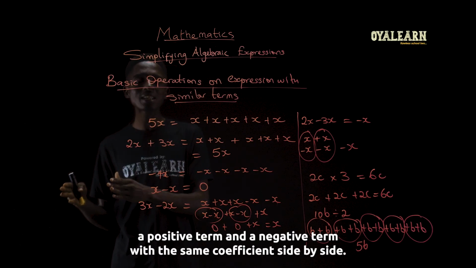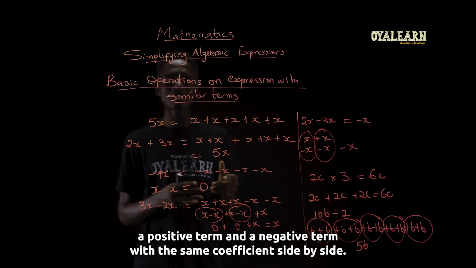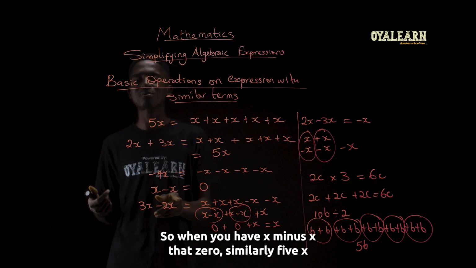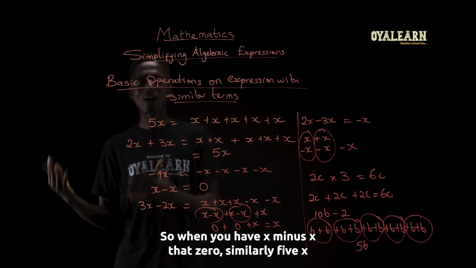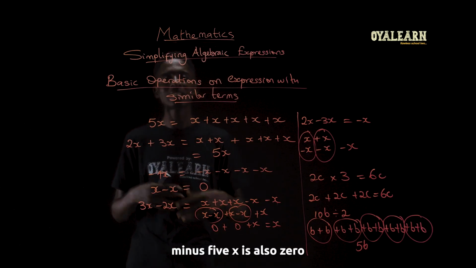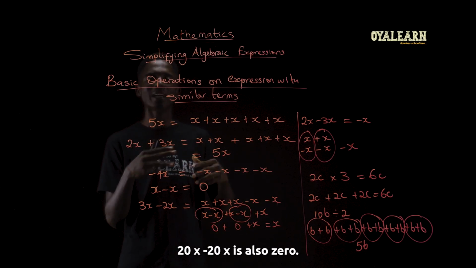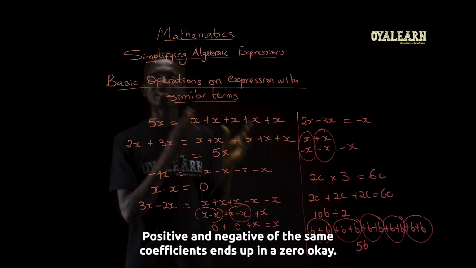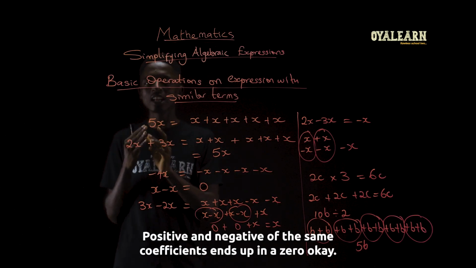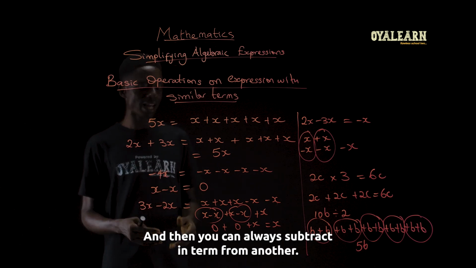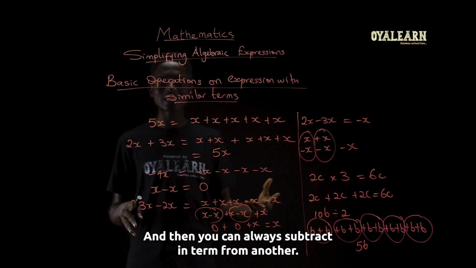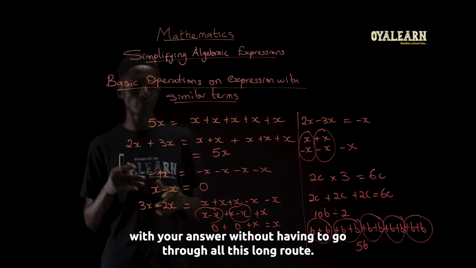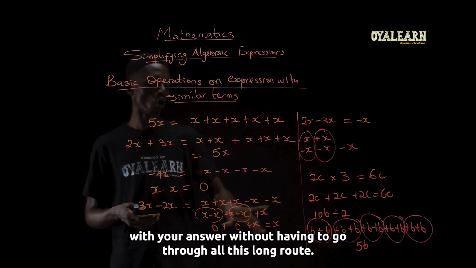And when you have a positive term and a negative term with the same coefficient side by side, that gives you a 0. So when you have x minus x, that's 0. Similarly, 5x minus 5x is also 0. 20x minus 20x is also 0. It always works all the time. Positive and negative of the same coefficient ends up in a 0. Okay? And then you can always subtract a certain term from another. All you need to do is look at the coefficients, subtract them from each other, and then you are left with your answer without having to go through all this long route.